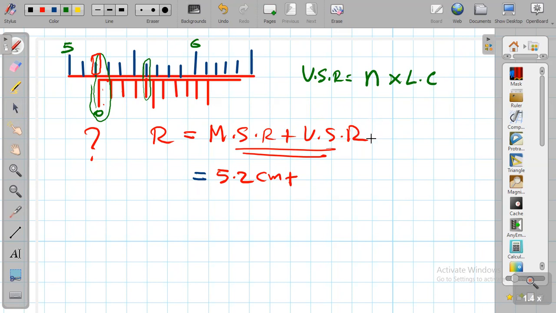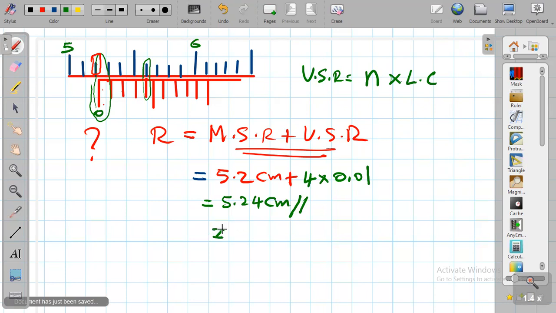So 4 times 0.01 centimeter. So what you are going to do is, 5.24 centimeter is the answer. In terms of millimeter, you can keep it like 52.4 millimeter. Whatever the way, you can keep the answer.